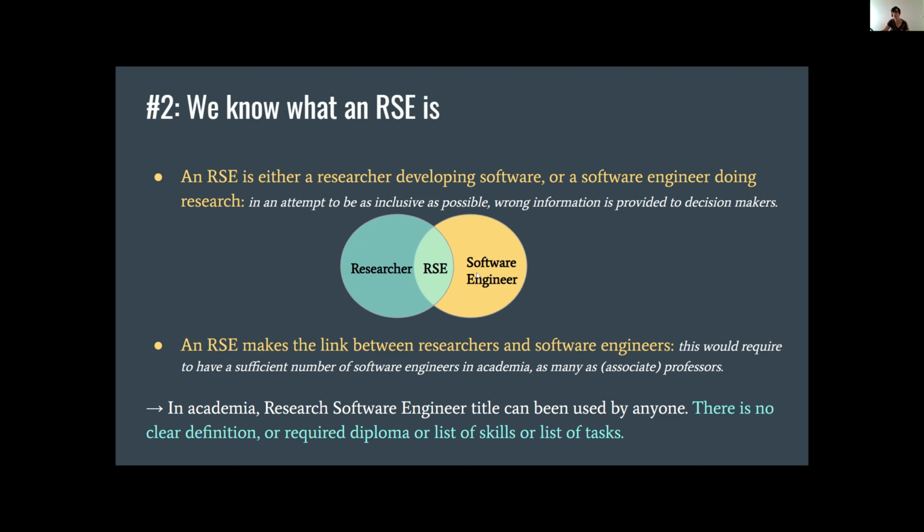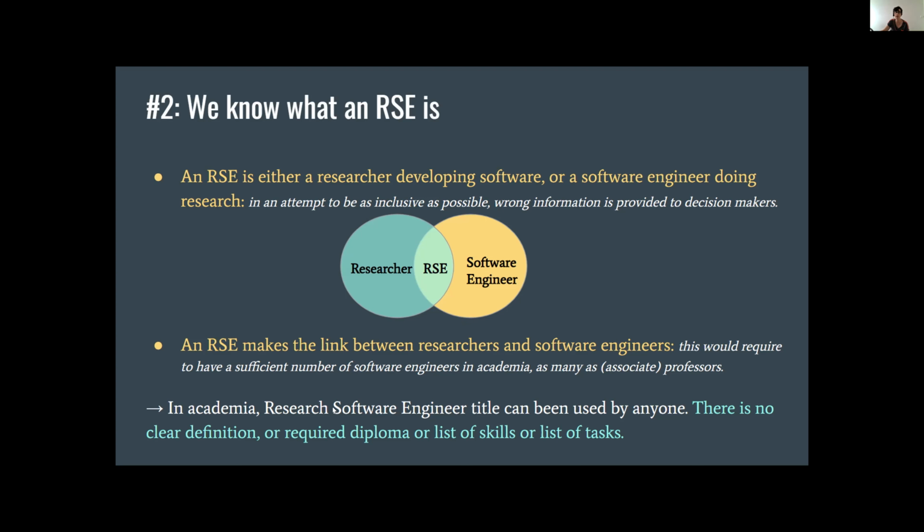The thing is, I don't know many software engineers in academia. Where are they? I would like to have maybe this link somewhere, but we don't have it. I mean, we don't have as many positions for software engineers, for software development, as we have for associate professors or professors. They don't really exist in academia.